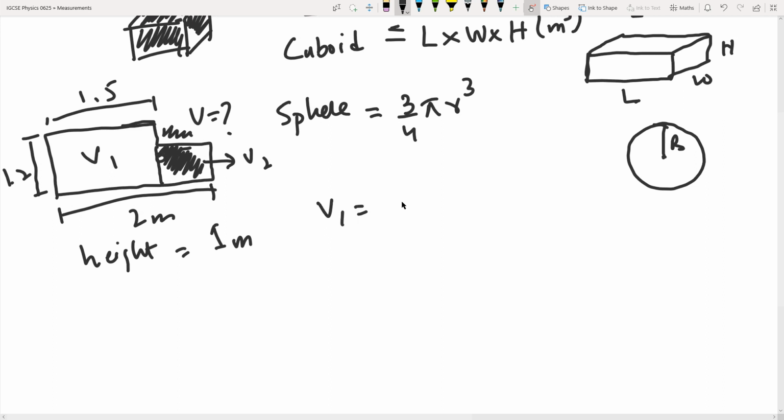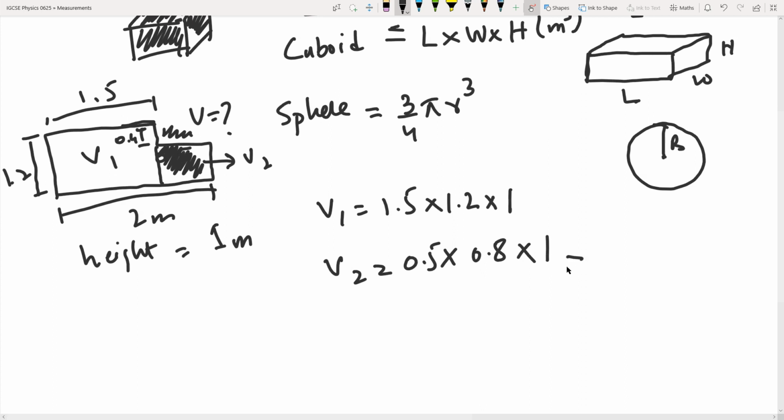For V1, I have the length being 1.5 of a length into 1.2 of the width and 1 meter of the height. And for V2, I'm going to have 0.5 of the length, right? And also I need this value over here, this distance, which if I'm given this width, let's say this gap is actually 0.4 meters, right? So that is going to give me a difference of 0.8, right, into the height. So these two volumes I can calculate, and then the total volume Vt is going to be V1 plus V2.